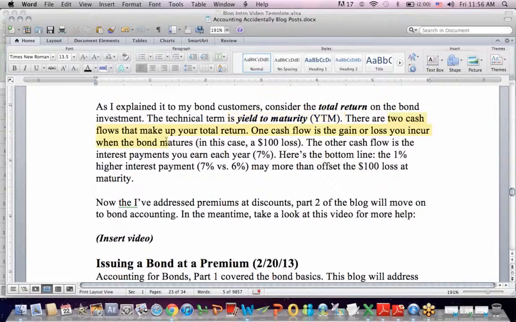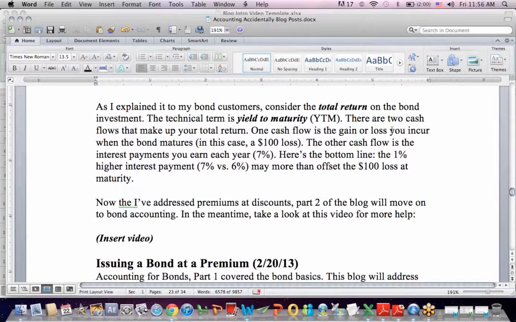And I mentioned before today that there are two cash flows that make up your total return. One is that gain and loss you incur when you buy the bond and the bond matures. In this case, that's a $100 loss. But there's another cash flow in that you're going to earn 7% a year as opposed to going out and buying a bond at face value that only paid 6%.